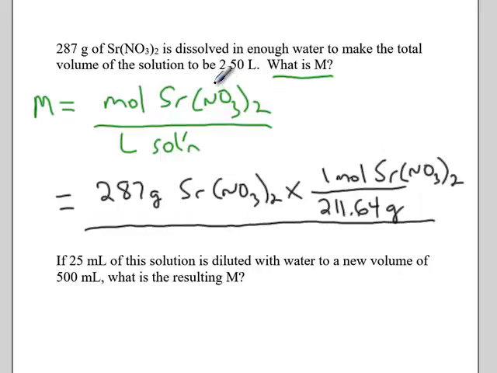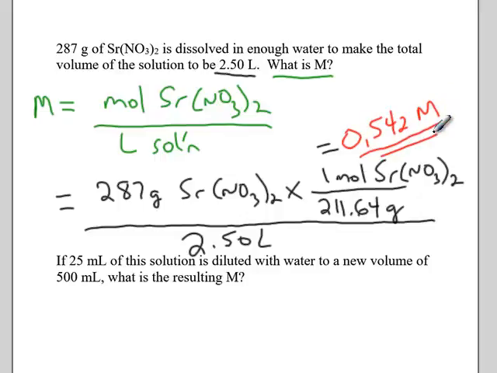And the denominator, liters of solution, was given in the problem as 2.5. So when we multiply through, capital M molarity is 0.542, and you would read that as 0.542 molar solution of strontium nitrate.